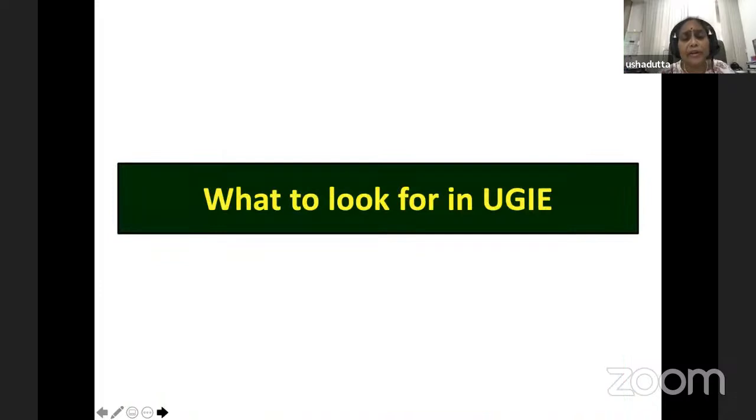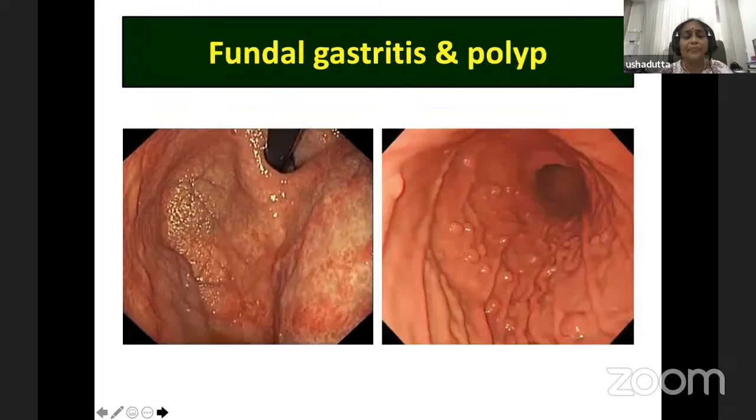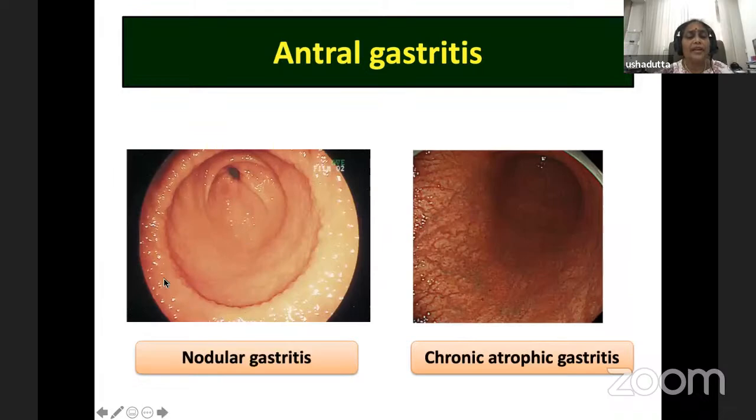So what do you look for in endoscopy? So here you can see in the esophagus, you can see evidence of esophagitis. You can see evidence of a hiatus hernia. This is a retroflex view of the GE junction. You can see a hiatus hernia. You may find atrophy in the fundus with evidence of gastritis. You may find several polyps in the stomach body. You may find that there are multiple erosions on endoscopy. You may find that there are larger erosions with hyperemia around it. You may find that there's nodularity in the stomach.